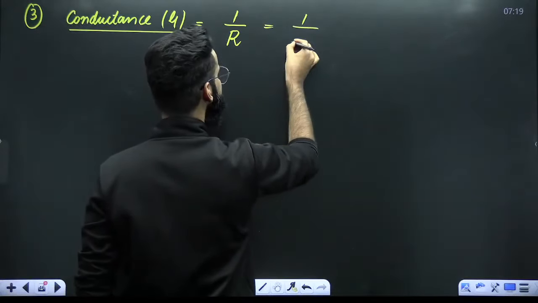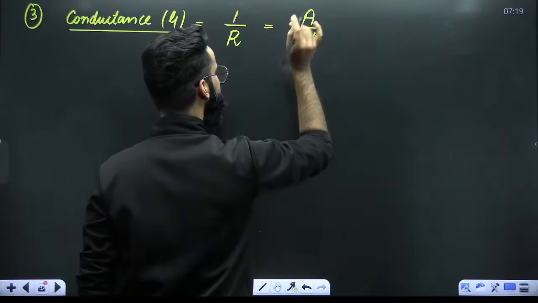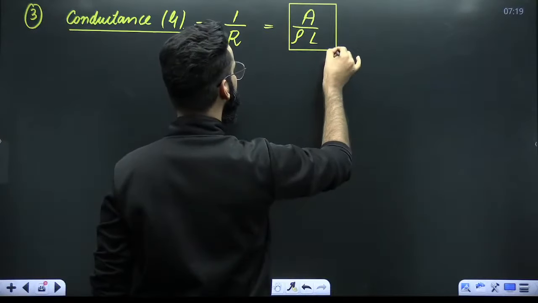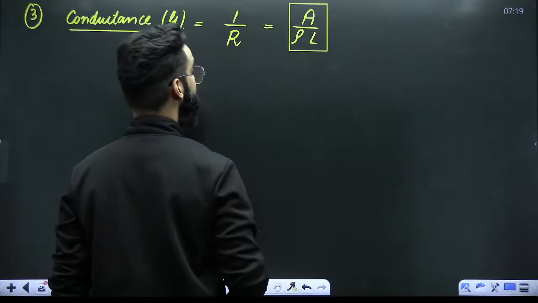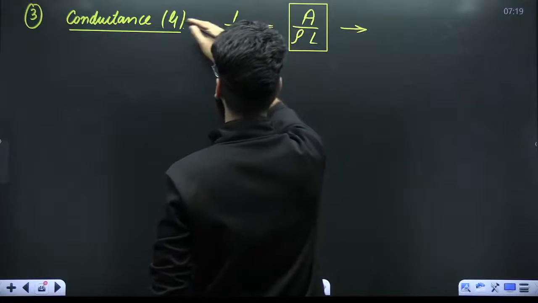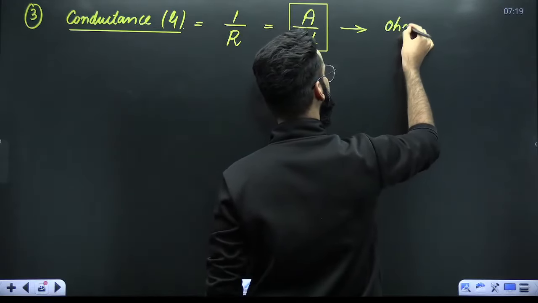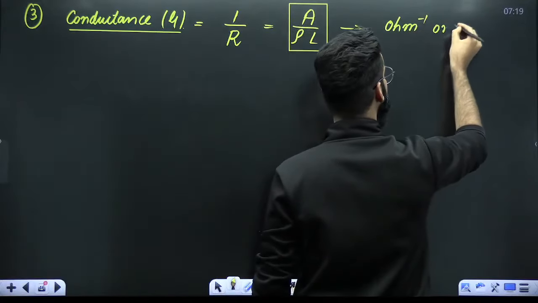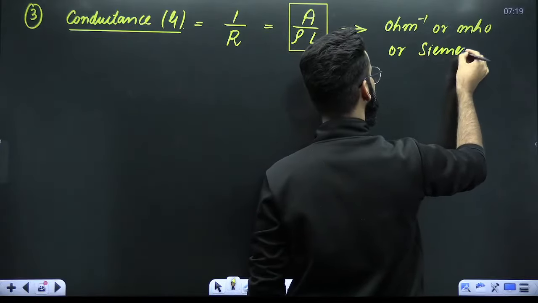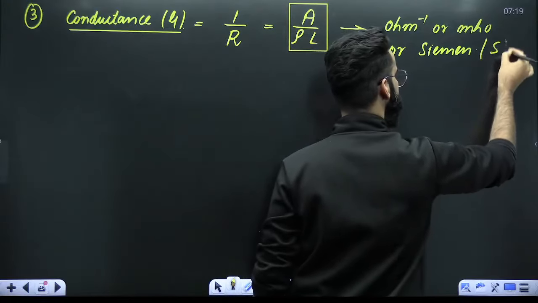Now tell me one thing. 1 divided by R is rho, L divided by A. So this is A here. Perfect. So my dear students, look at this particular expression. Let me tell you the units of this conductance. It is 1 by R. The unit of conductance is going to be either ohm inverse, or mho, or you will write it as S. This is the unit of conductance, right? And it's denoted by S. That's all.